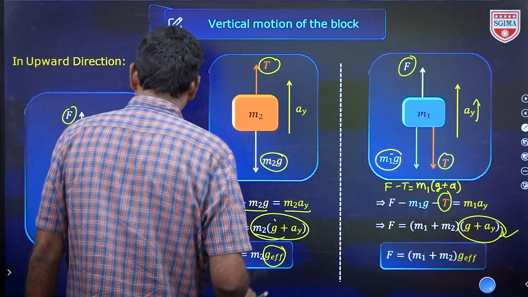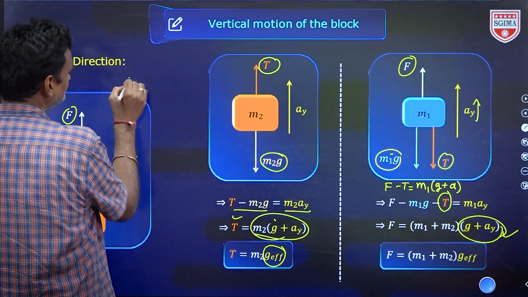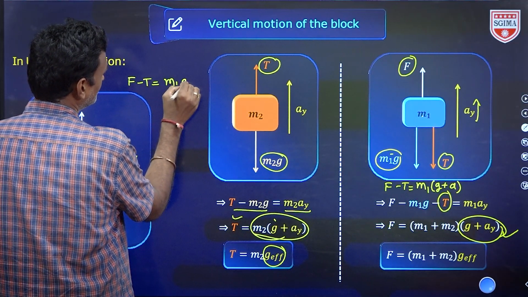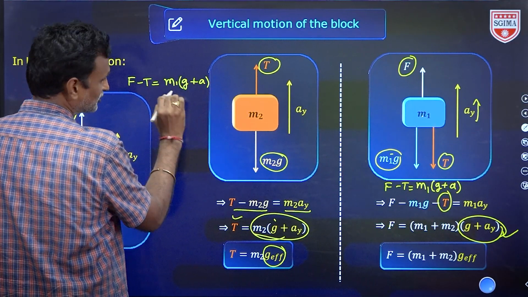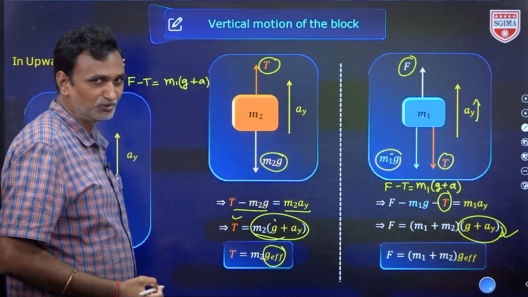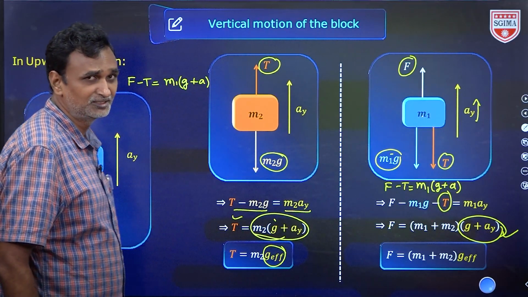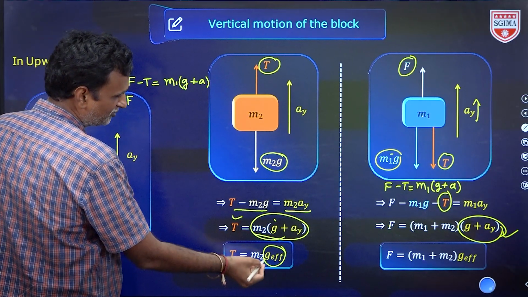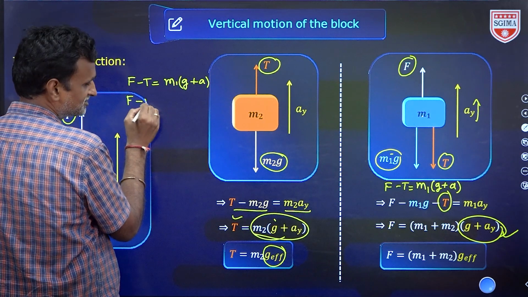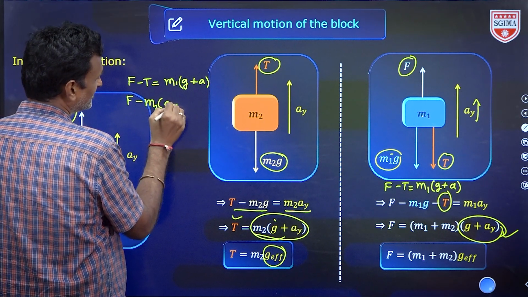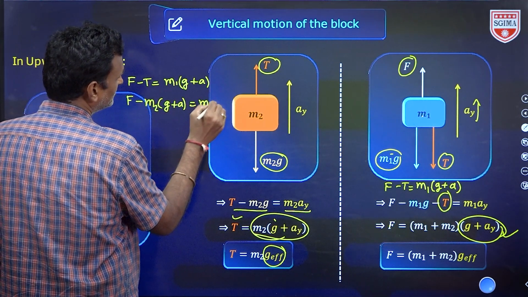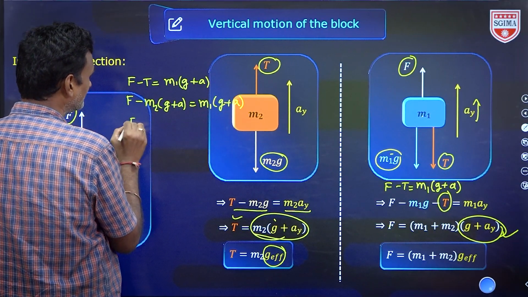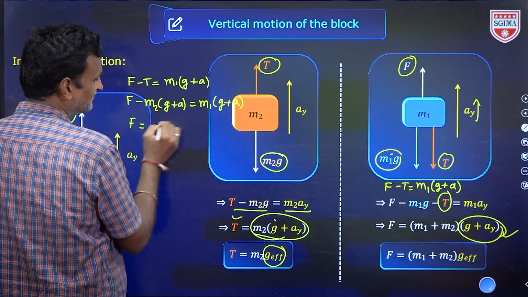Let me solve that once again. You can see, F minus T equals M1 into (g plus a). I am solving the same once again so that there is no problem. See here once again, T value we can take as M2 (g plus a), so F minus M2 (g plus a) equals M1 (g plus a). Shifting to the right side, F equals, this (g plus a) is common.